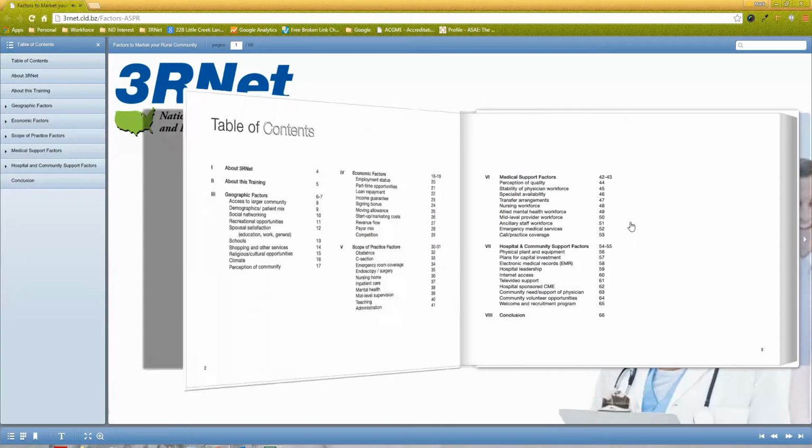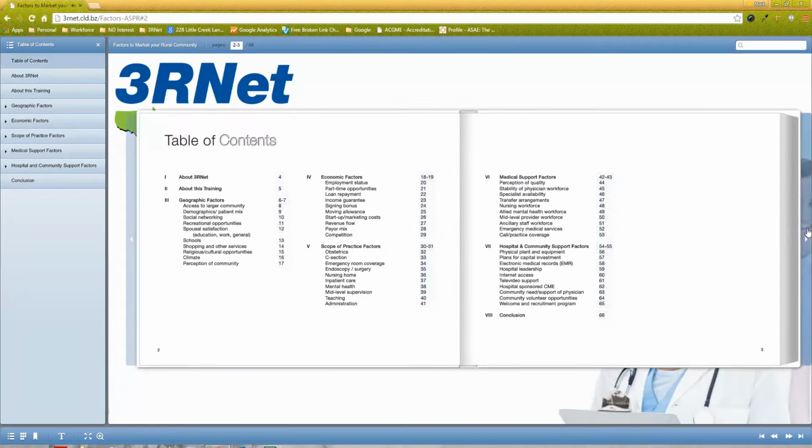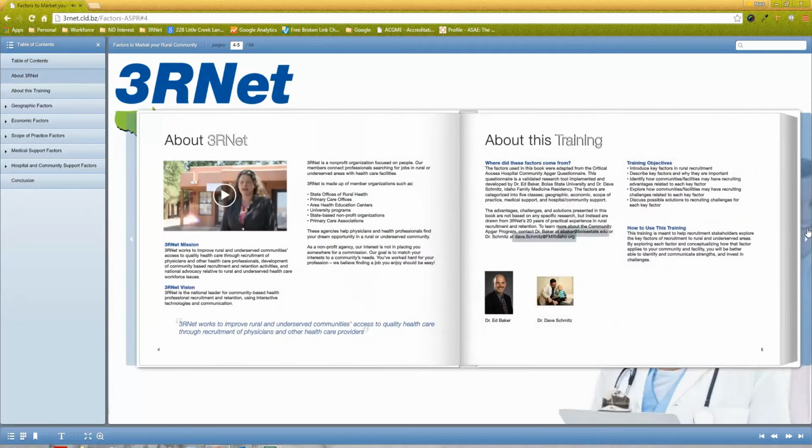So if we open up this ebook, you can see we have a table of contents. We have about 3RNet. About this training, these factors came from what's known as the Community APGAR project that was created by Dr. Ed Baker and Dr. Dave Schmitz out of Idaho. I know a few of you will be familiar with the Community APGAR project, but this isn't really the Community APGAR project. All we essentially worked with from that project was the factors. So the information in this project doesn't really have anything to do with the Community APGAR project.